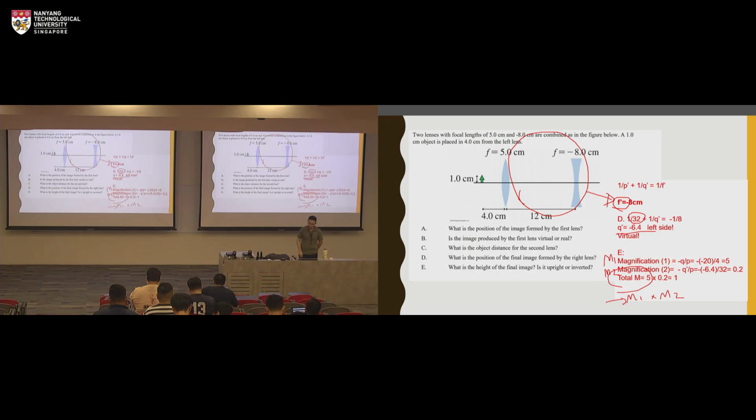All right, so this is an example of a compound system, made more complicated because now you have one converging lens and the other one is a diverging lens.